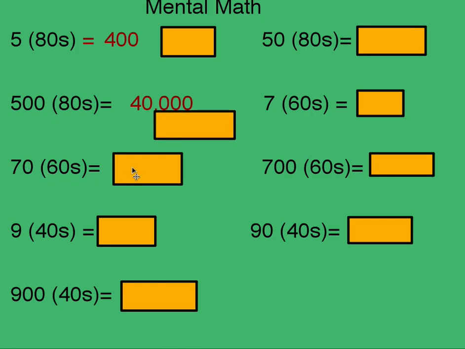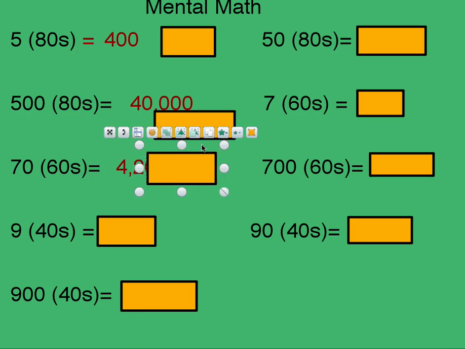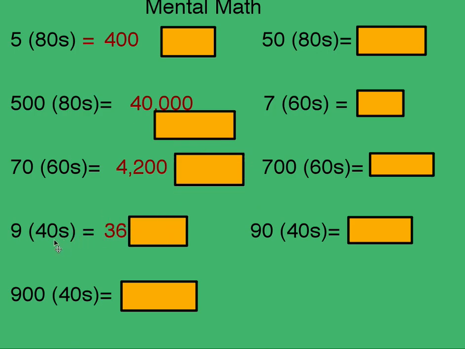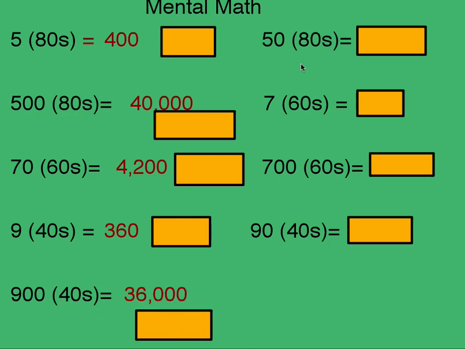7 times 6, or 70 times 60, which is 7 times 6, is 42. And then we have to add 1, 2 zeros behind to get 4,200. 9 times 40, 9 times 4 is 36. We have to add our 0, just 1, to get 360. 900 times 40, 9 times 4 is 36. And adding 1, 2, 3 zeros.